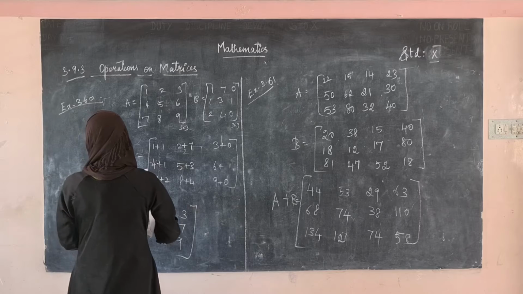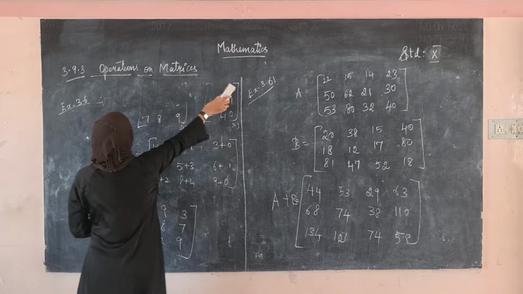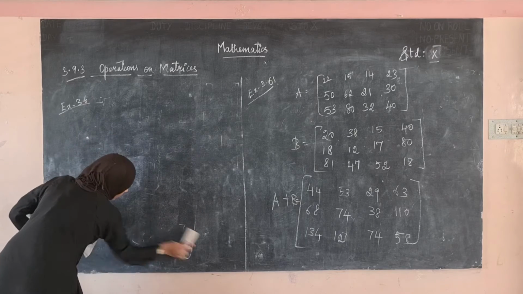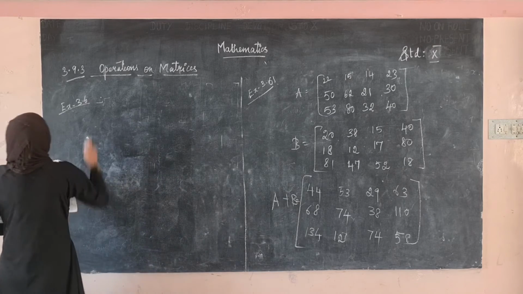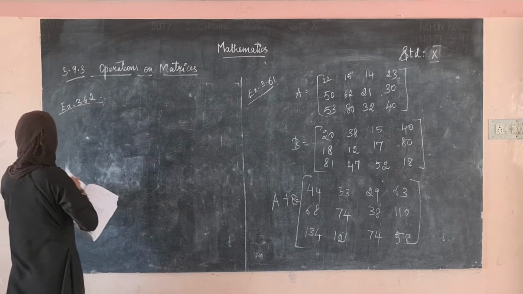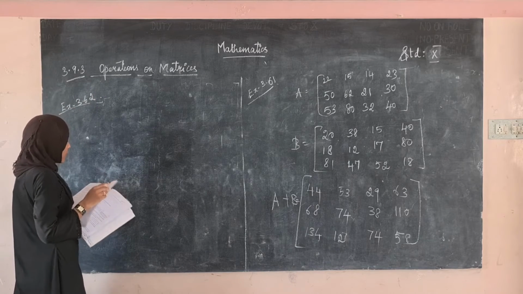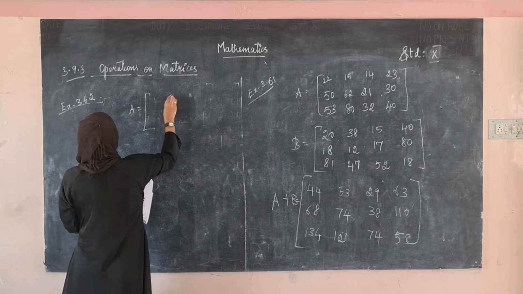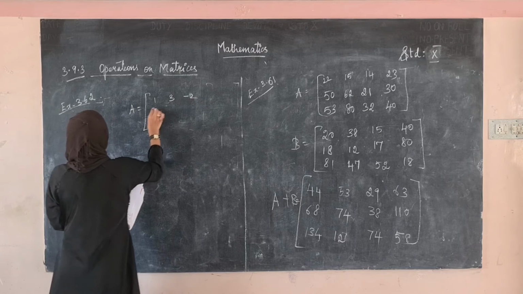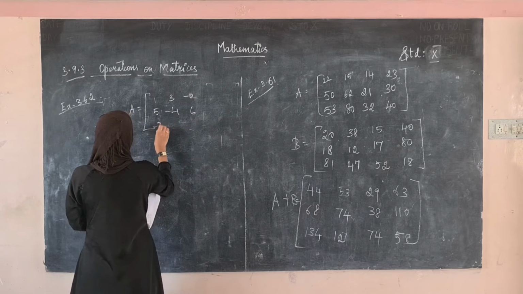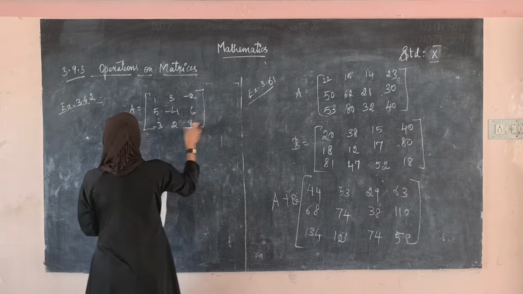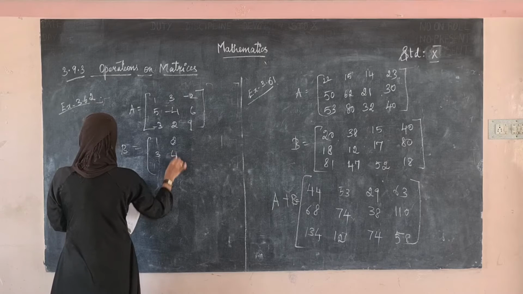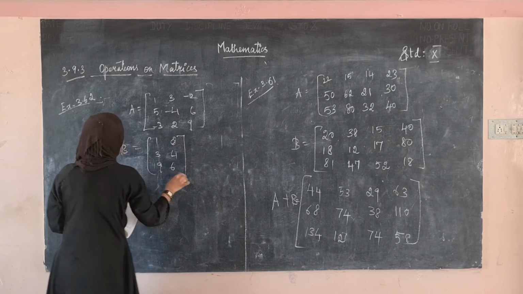Now let us see the next example, 3.62. They have given A and they have given B. We have to find A plus B. A is equal to 1, 3, minus 2, 5, minus 4, 6, minus 3, 2 and 9. B is equal to 1, 8, 3, 4, 9, 6. We have to find A plus B.